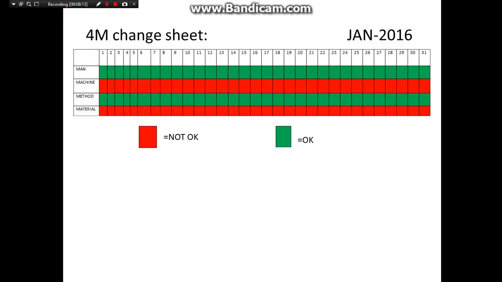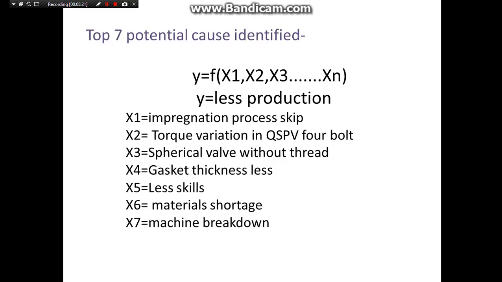This is the check sheet of the company that is taken from the DRM board. Top 7 potential causes identified: impregnation process skip, torque variation in QSPB 4 volt, spherical valve without thread, gasket thickness, less skills, material shortage, machine breakdown. These are the top 7 potential causes that affect the productivity.